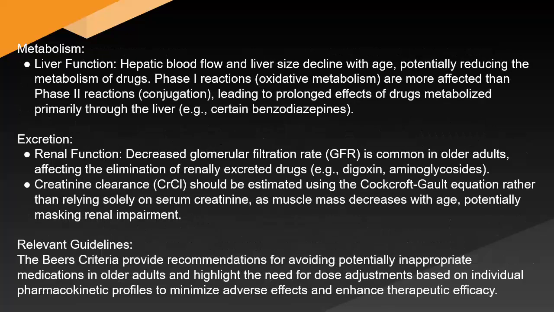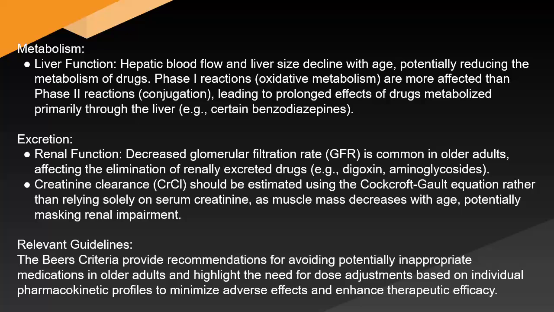Metabolism, liver function: hepatic blood flow and liver size decline with age, potentially reducing the metabolism of drugs. Phase I reactions, oxidative metabolism, are more affected than phase II reactions, conjugation, leading to prolonged effects of drugs metabolized primarily through the liver, e.g. certain benzodiazepines. Excretion, renal function: decreased glomerular filtration rate, GFR, is common in older adults, affecting the elimination of renally excreted drugs, e.g. digoxin and aminoglycosides.